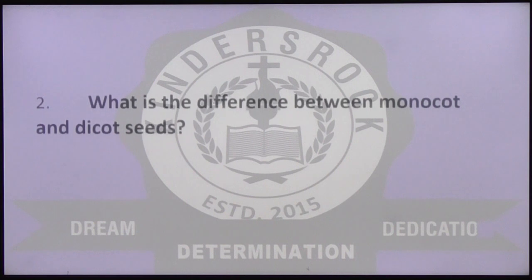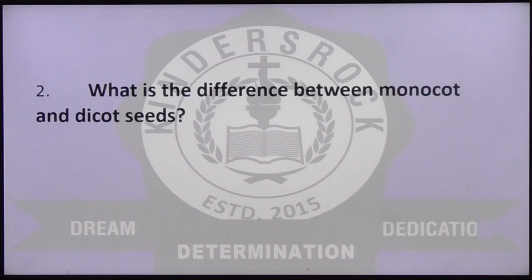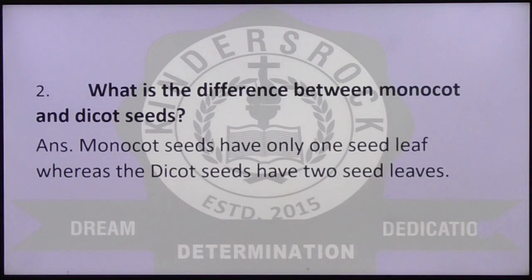What is the difference between monocot and dicot seeds? Monocot seeds have only one seed leaf, whereas the dicot seeds have 2 seed leaves. This is the major difference. Monocot seeds have one seed leaf, whereas the dicot seeds have 2 seed leaves.